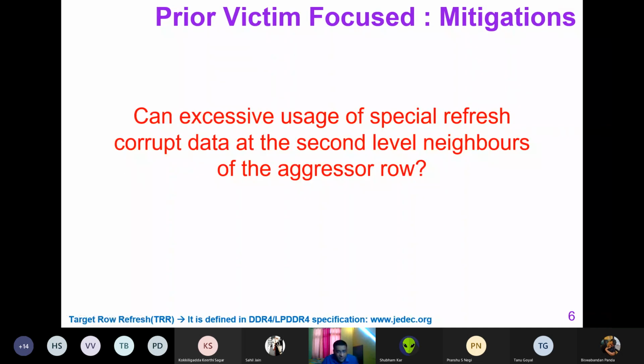Now, is there any possibility that excessive usage of this kind of refresh can create a new type of row hammer attack? We will see that in the next slide. Yes, that is a possibility.